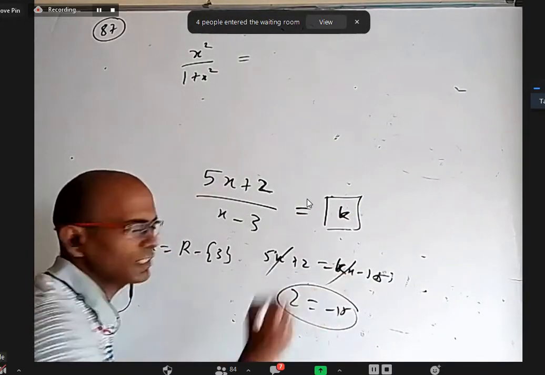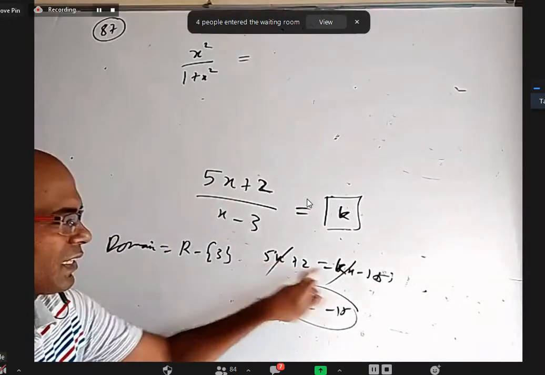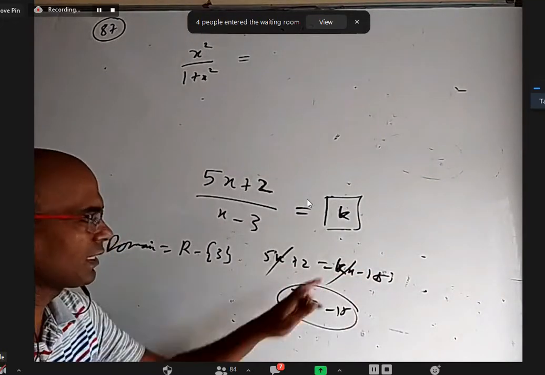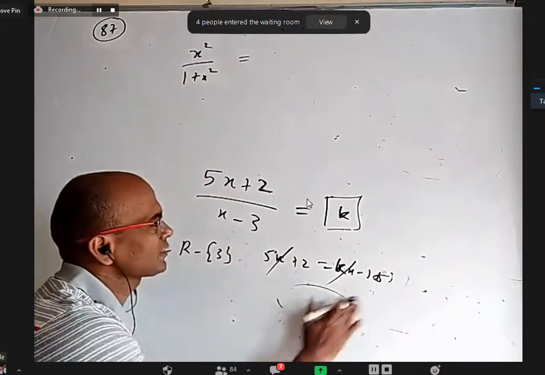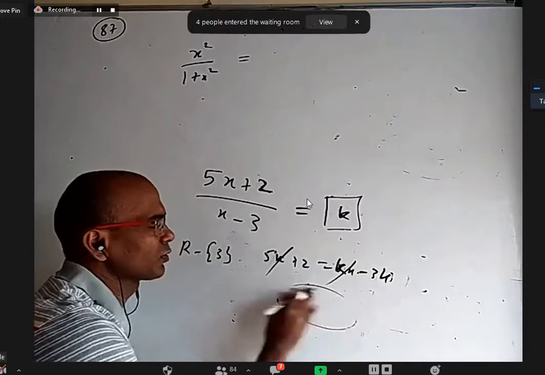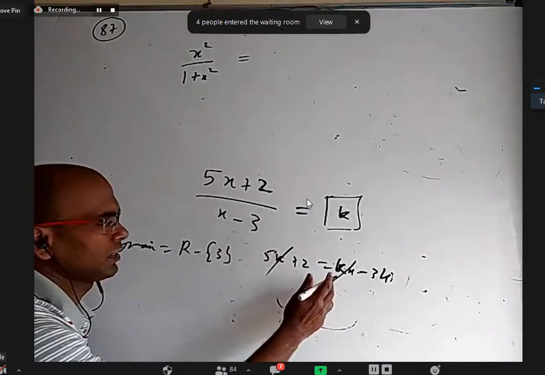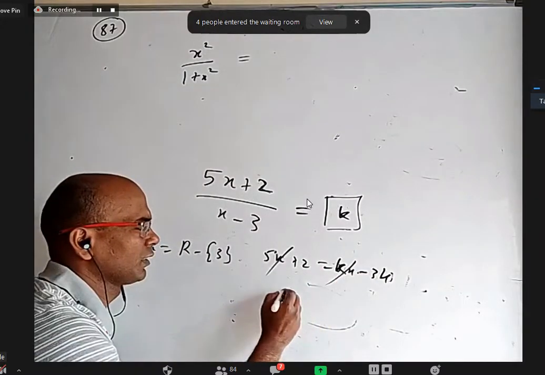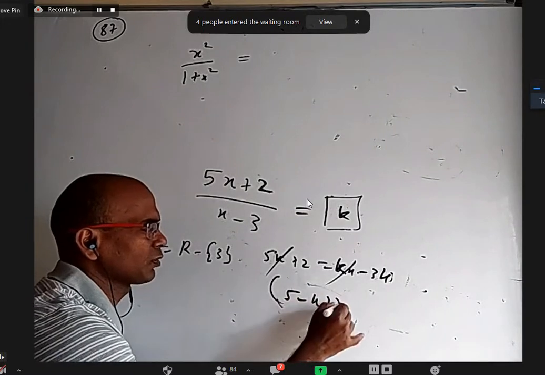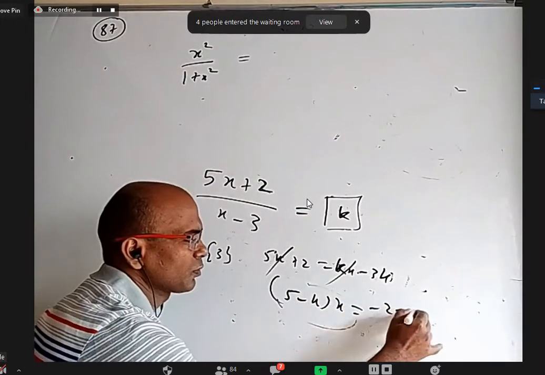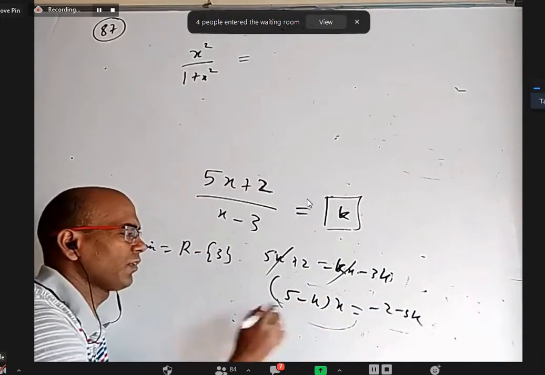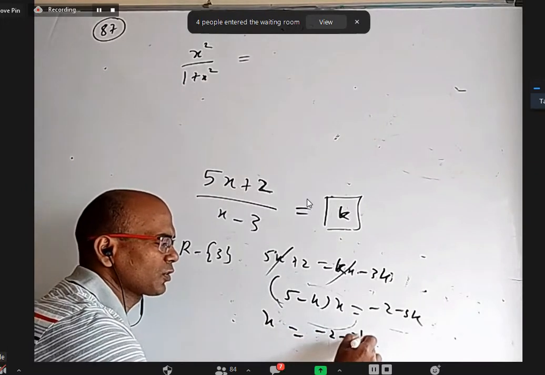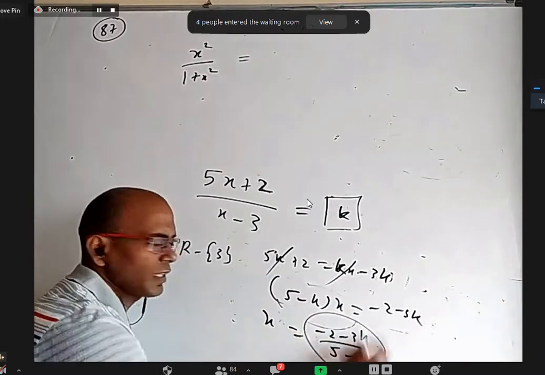Then I'll get kx here. The only case where they'll cancel is when k is 5. Other than k is 5, I'll always get some solution here. I can even tell what that solution is. Bring this to that side: 5 minus k into x is equal to minus 2 minus 3k. When you divide, I'll get x is equal to minus 2 minus 3k by 5 minus k.